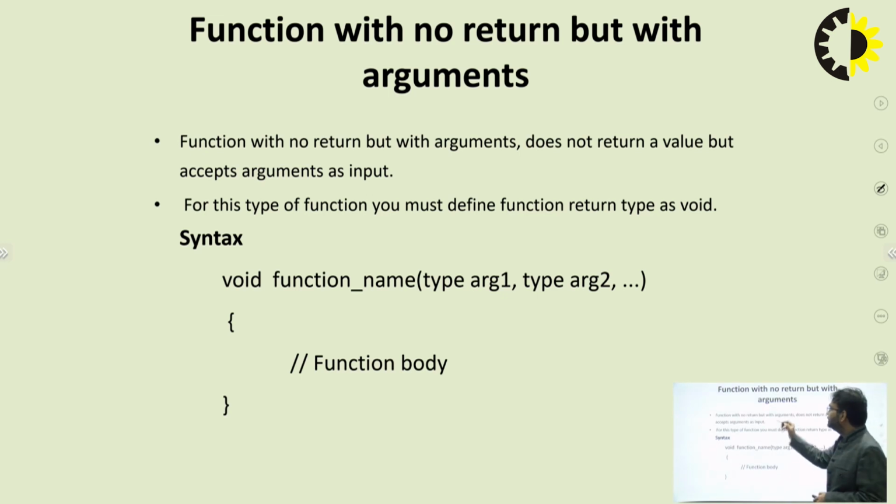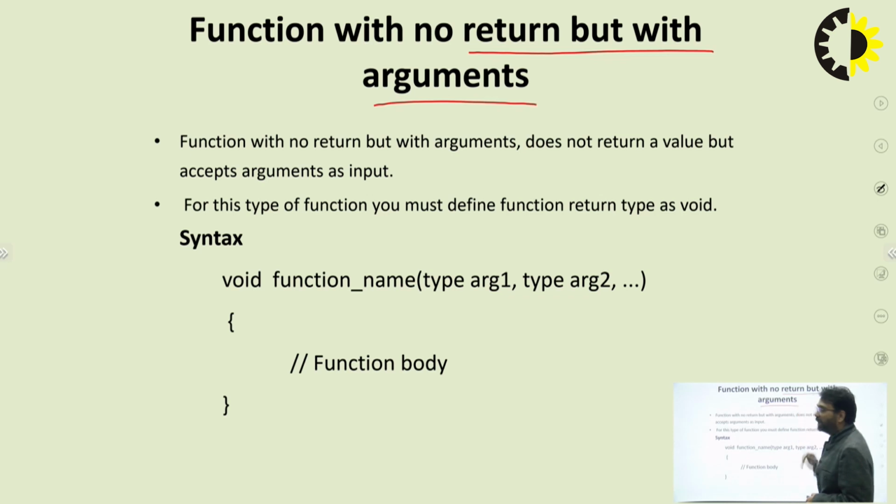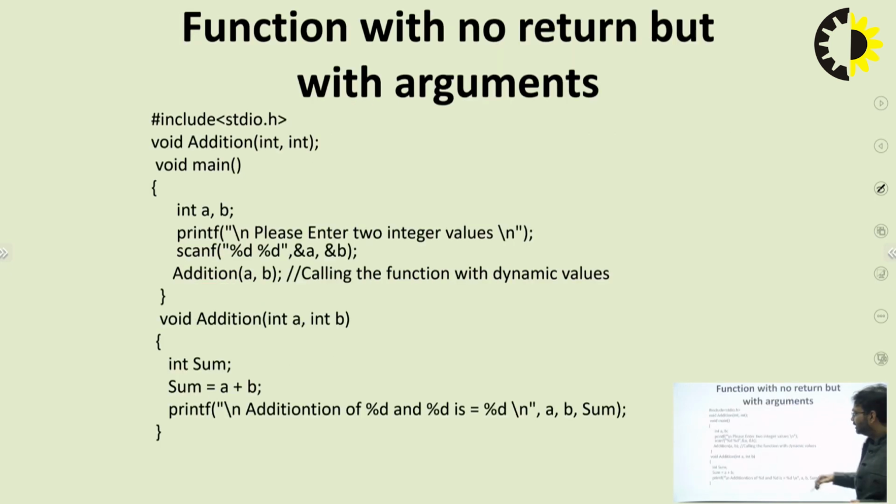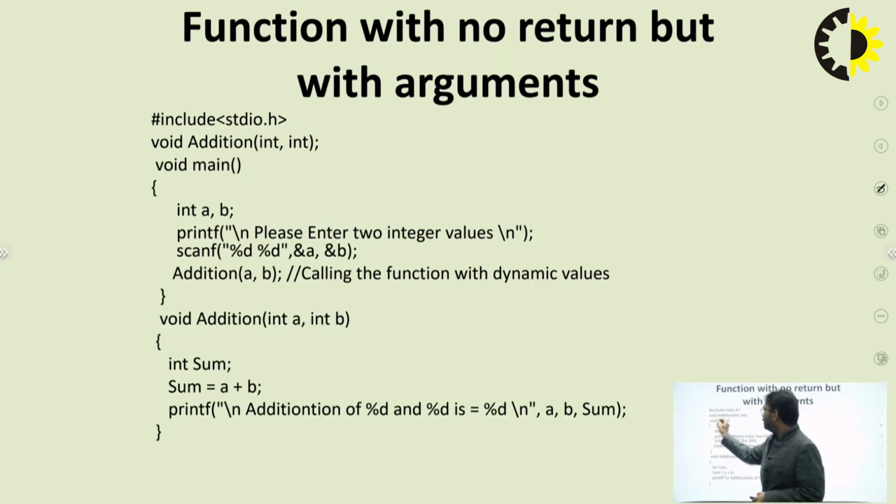Second one is function with no return but with arguments. It means we are not returning anything but we are passing the arguments. So the syntax will be void, we are not returning anything but we are passing some arguments. In this example we are passing 2 arguments of integer type. It is not necessary to write down the variable name. The return type of that function will be void.